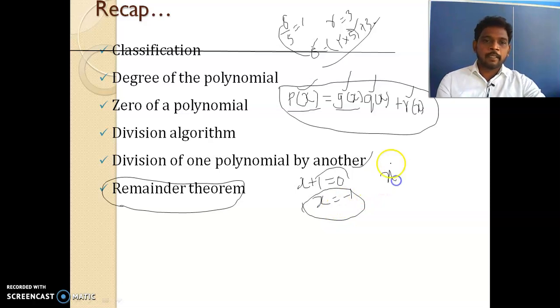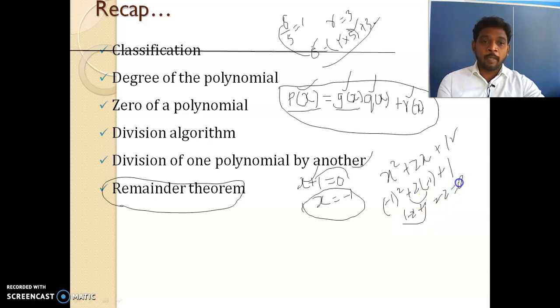For example, x square plus 2x plus 1 is the dividend, and x plus 1 is the divisor. Through the remainder theorem, how can you find the remainder? You substitute x equal to minus 1 here. So minus 1 whole square plus 2 into minus 1 plus 1. Minus 1 square is 1, and 2 into minus 1 is minus 2, plus 1. So 1 plus 1 is 2, and 2 minus 2 equals 0. So the remainder is 0.